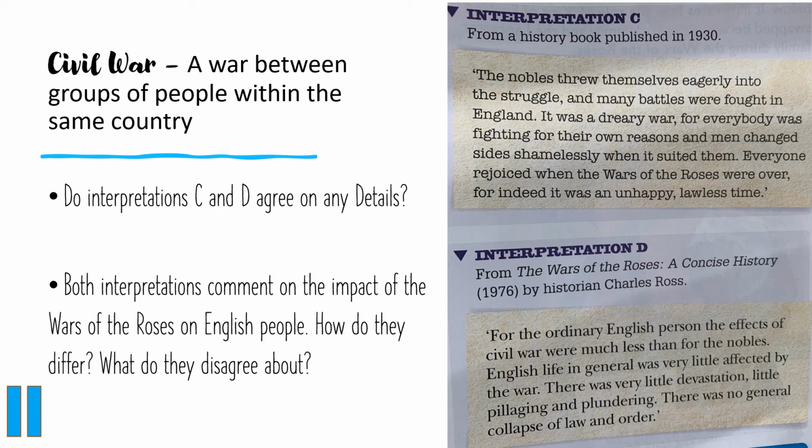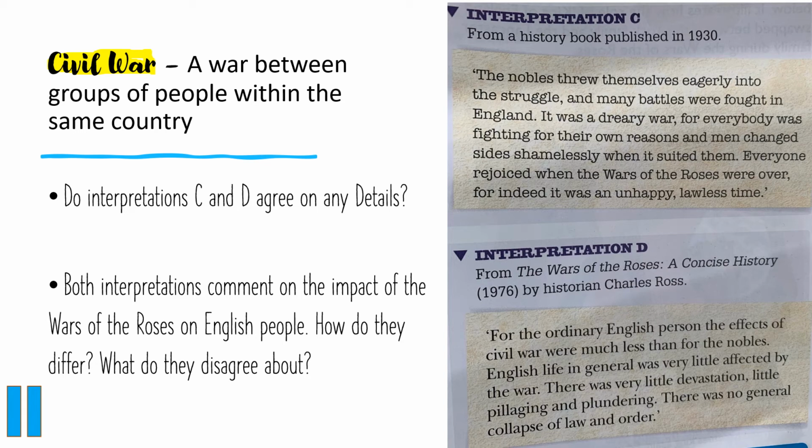So when this was all happening, when we had these Wars of the Roses, it's also known as a civil war, which is one of the key words that we are going to be using, and you will come to know what civil war means a lot more because we're going to look at another civil war in England during the course of year 8. So a civil war is a war between groups of people within the same country. So the country has gone to war with itself.